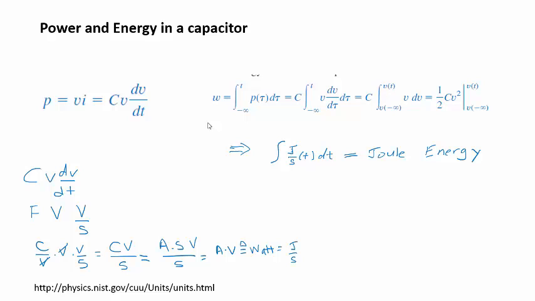Amp times a volt is the definition of a watt, which is a joule per second. Energy is found by integrating the instantaneous power over the total time that the power is being supplied to the circuit. So doing the math here, you end up with this relationship that the energy is 1/2 CV squared over the time of interest. Units on this: we are integrating joules per second over time, which will end up being units of joules. Joules is indeed energy.